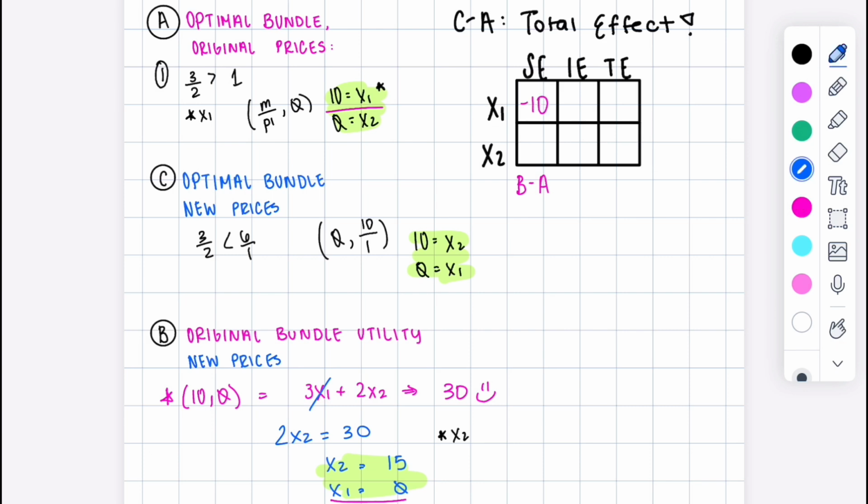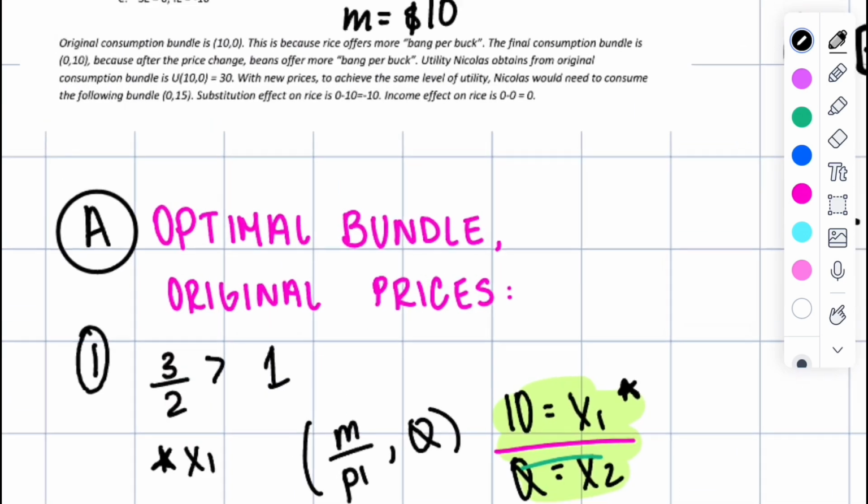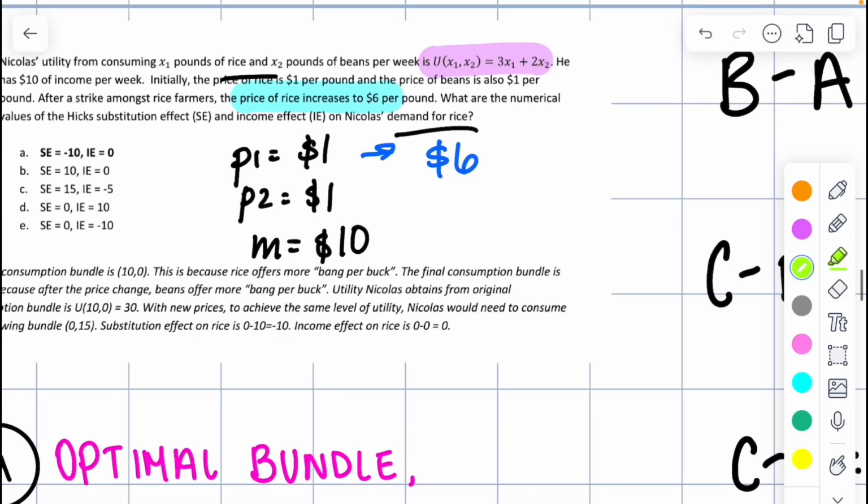And then for my income effect, we know that it's going to be C minus B. So I'm going to have 0 minus 0, and so that's going to give me an income effect of 0. And then just to check my work, I'm going to do total effect, which is C minus A, and so that's going to give me 0 minus 10, -10. Since -10 plus 0 is -10, this checks, my work must be correct. So we have a substitution effect of -10 and an income effect of 0.